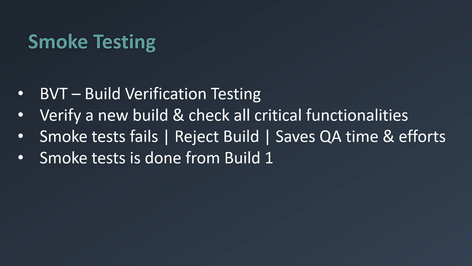So the goal of smoke testing is to check and assure that if there are any flaws in the build, it can be rejected and is not sent for further QA testing. And smoke testing can be done right from build number 1. So even if the application is not stable, we can still run smoke tests, check that the critical functionalities are working, and then send the build for further QA testing.